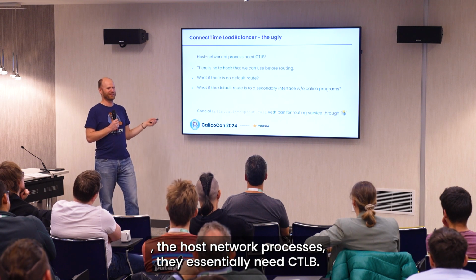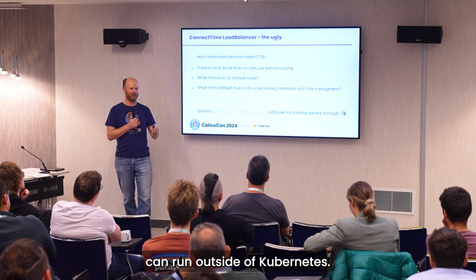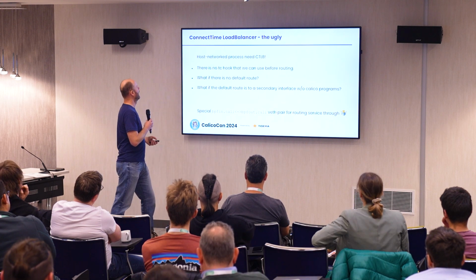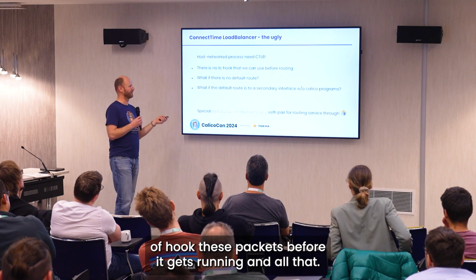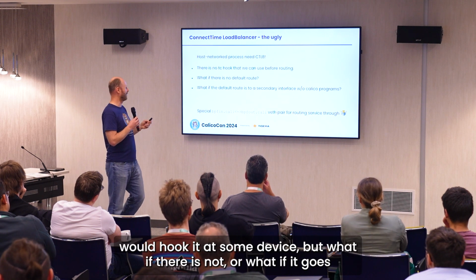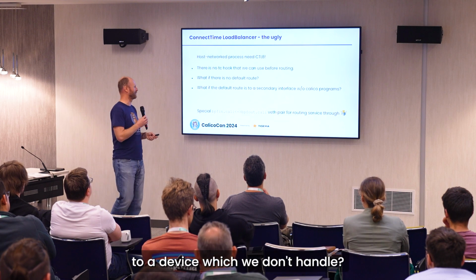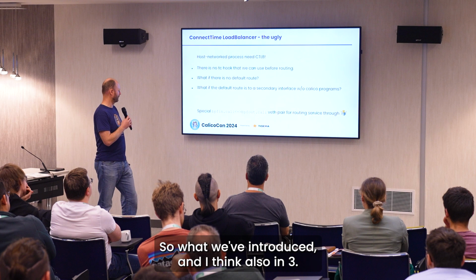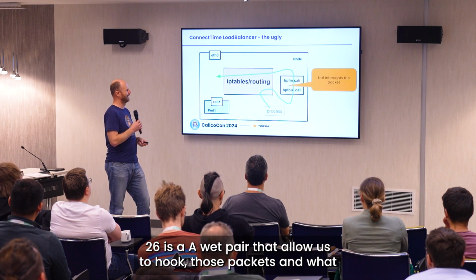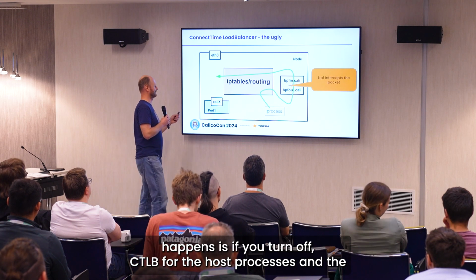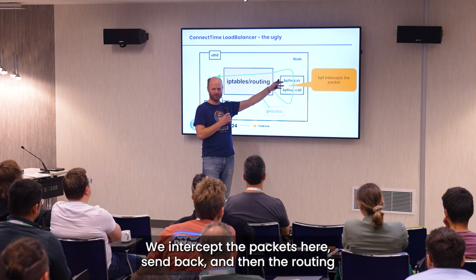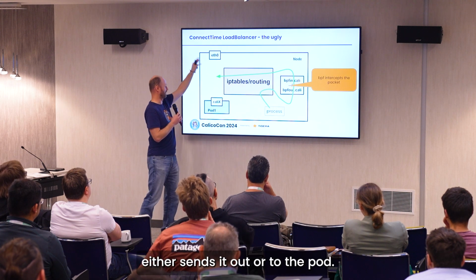The host network processes essentially need CTLB. And host network processes are not just the processes that run outside of Kubernetes. You can have a host network pod, like Calico node essentially runs as a host network pod. The problem is that there is no way for us to hook these packets before they get routed. What if there was a default route? That would be great, we would hook it at some device, but what if there is not, or what if it goes to a device which we don't handle? So what we've introduced, I think also in 3.26, is a veth pair that allows us to hook those packets. If you turn off CTLB for the host processes, and the process goes to the routing, we say, hey, by the way, it's a service, go to the device, we intercept the packets here, send it back, and then the routing either sends it out or to the pod.